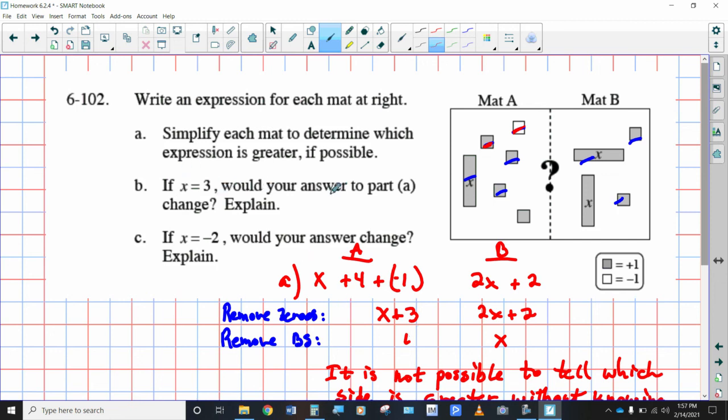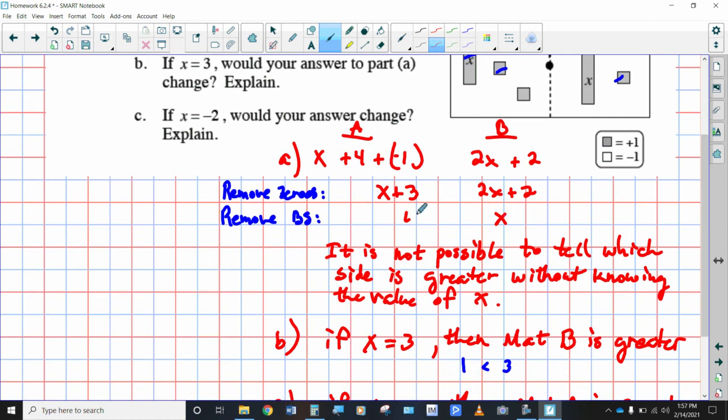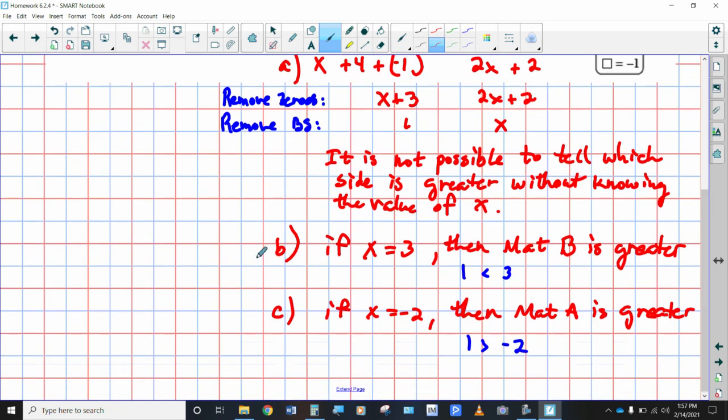If x was equal to 3, would we be able to? Yeah. If x was equal to 3, then this 3 would be greater than 1, right? Mat B would be the greater one. And if x were equal to negative 2, then 1 would be greater than negative 2, so mat A would be the greater mat.